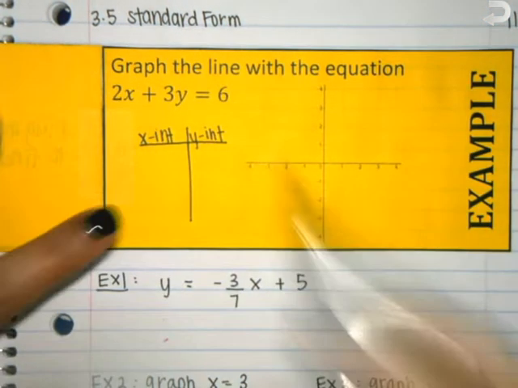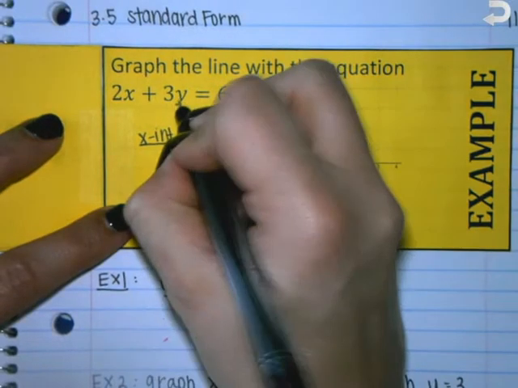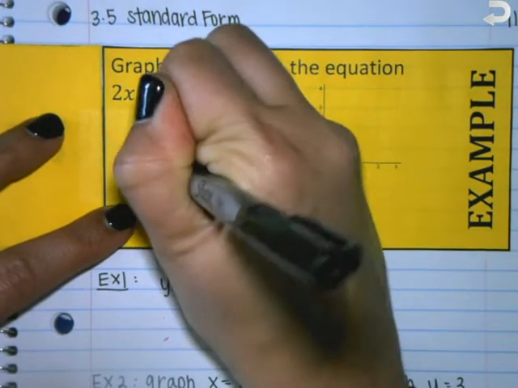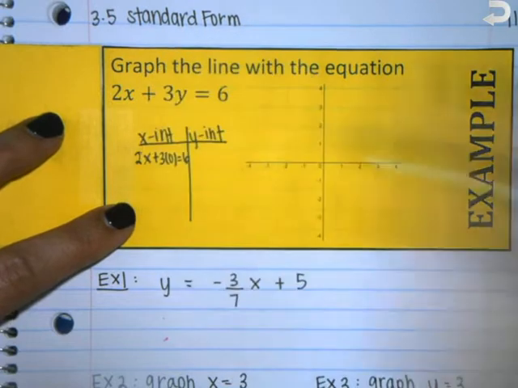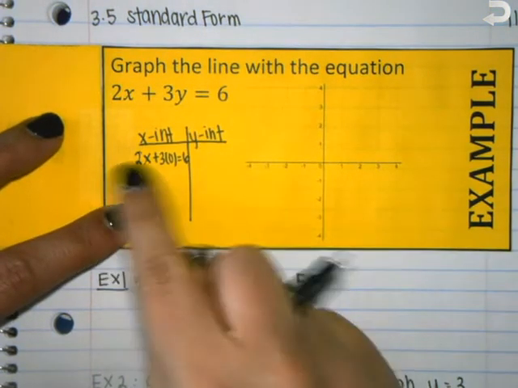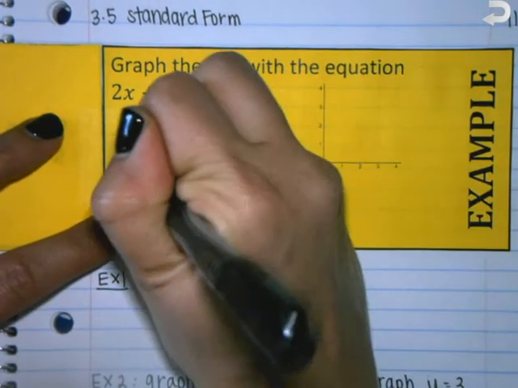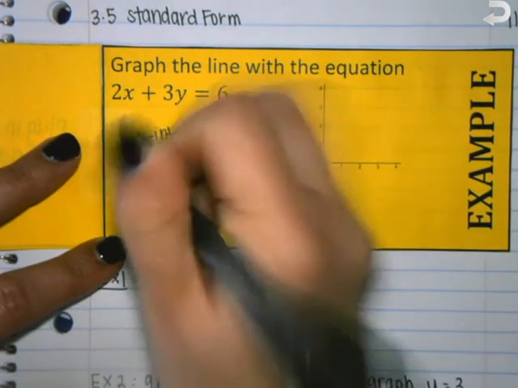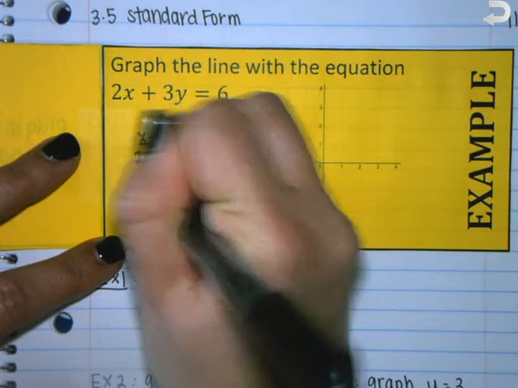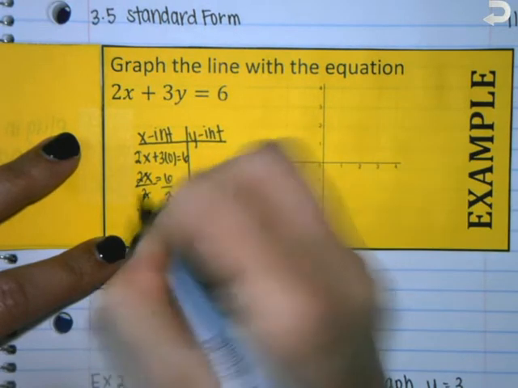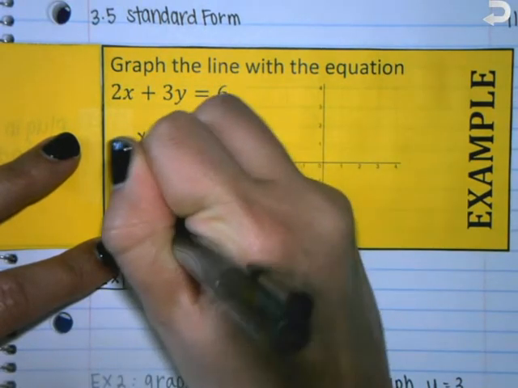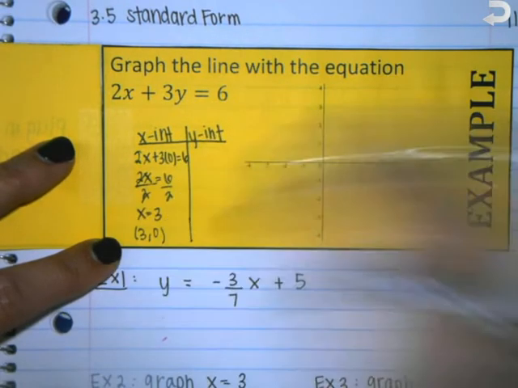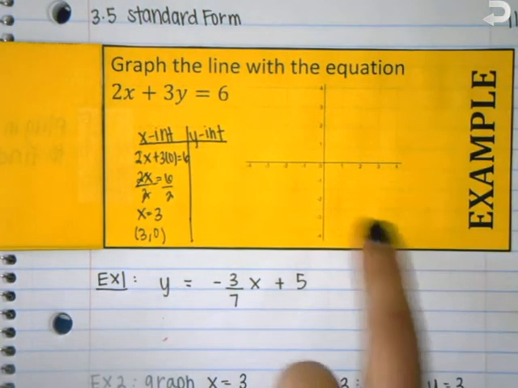To find the x-intercept, I plug in 0 for y, so that's going to be 2x plus 3 times 0 equals 6. 3 times 0 is what? 0, so 2x equals 6. And then I divide both sides by 2. So I get x equals 3. So that is the point (3, 0). And I want you to plot that right now. So (3, 0) is right here.